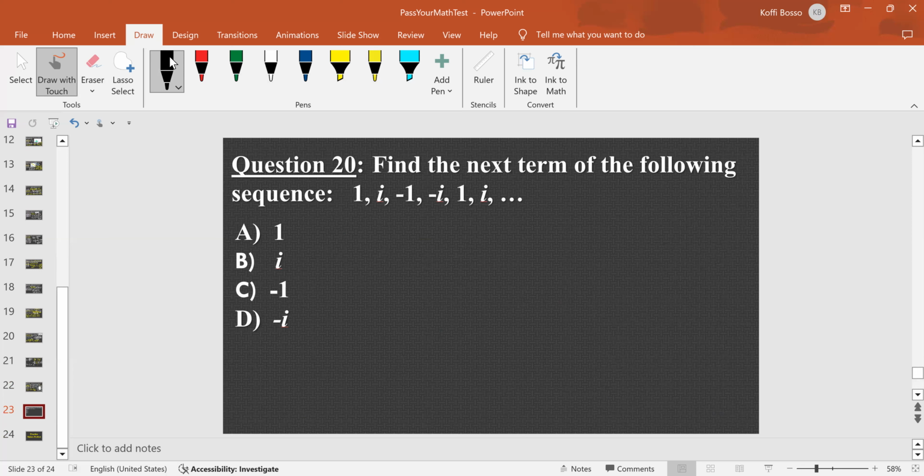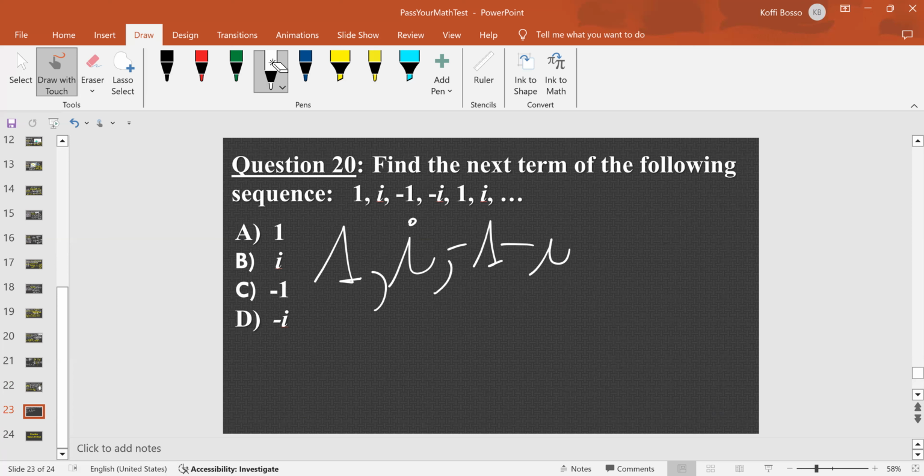So question 20, find the next term of the following sequence. In the sequence, we have 1. After that, we have i. After that, we have negative 1. After that, we have negative i. After that, we get 1. After that, we have i. So these are complex numbers.